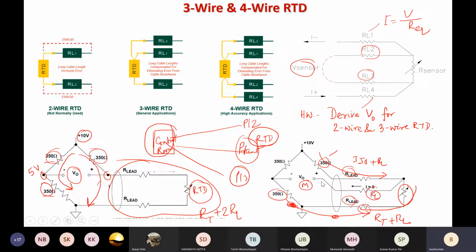And then again, for this case also, you can apply similar logic and check what the output expression is, and then try to compare how the effect of R lead is minimized in the 3-wire configuration with respect to the 2-wire. Okay, so please all of you try this. If anyone faces any difficulties, then in the next class you can let me know.